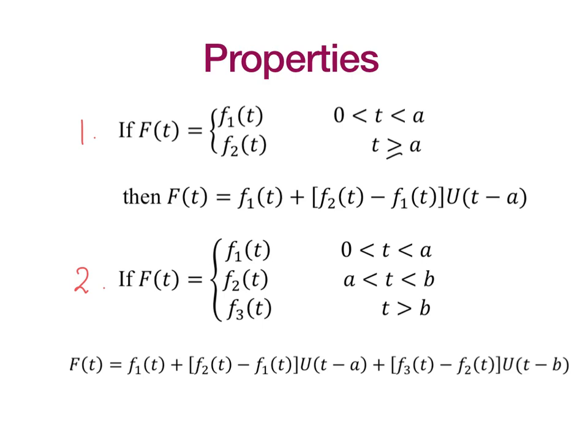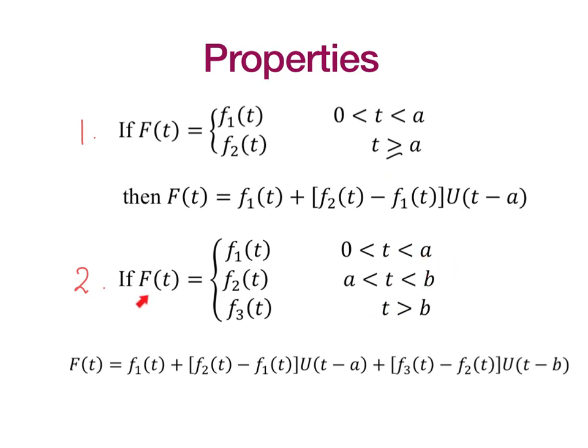Then how can you express this type of function in terms of unit step function? We write the f1 function, the first function, as it is, f1 of t, plus we take the difference of the second minus the first function. That is f2 minus f1, and we observe what is the common value in the two intervals. A is the common value. With that we define the unit step function u of t minus this common value a. So this is how you can express it when the given function is split in two.